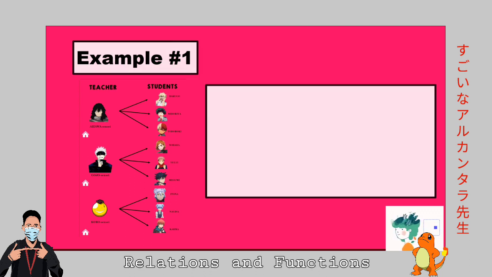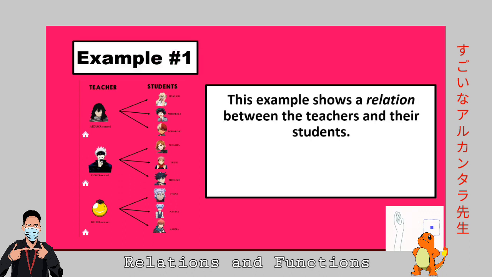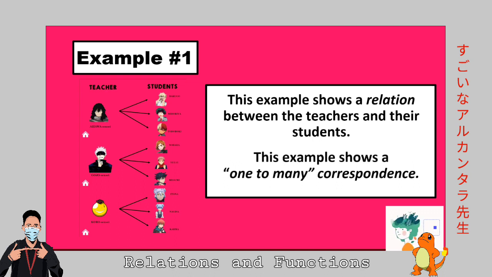Just kidding. Onizuka is the OG, but I'm the second probably. But I'm your only teacher, and then you're a lot of students. That implies a relationship that is what we call one-to-many. Because this relation is between teachers and students. So one teacher corresponds to many students. Okay? It's a one-to-many correspondence.